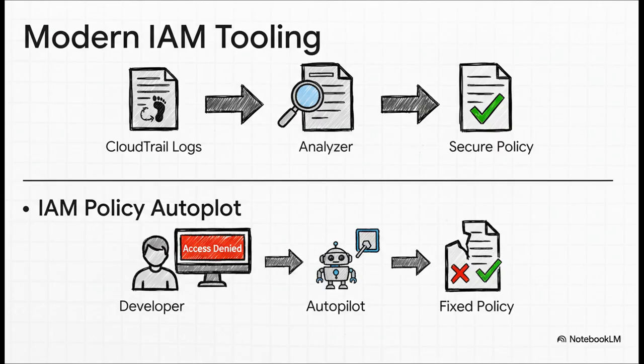For being proactive, you've got IAM Access Analyzer. This is incredible. It can literally watch your CloudTrail logs, see what your application is actually doing, and then generate a perfect, tight, least privilege policy for you. It's like magic. And for when things go wrong, there are newer tools emerging that can actually analyze those cryptic access denied messages and suggest the exact fix you need. These are absolute game changers.